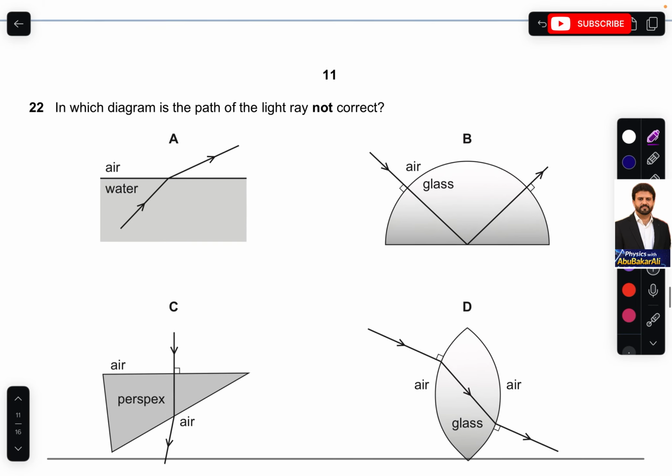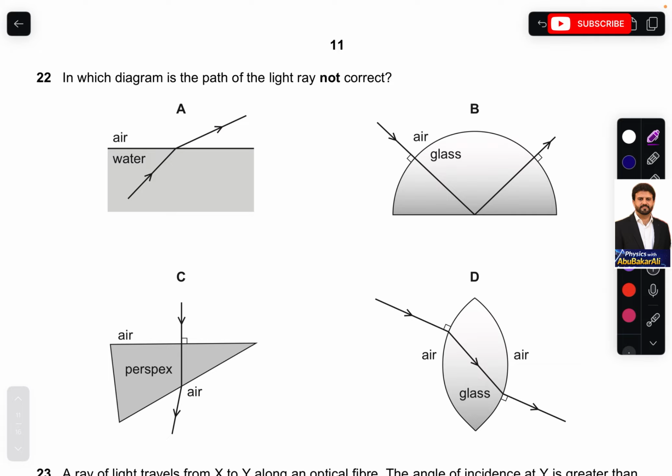Question 22. In which diagram is the path of the ray not correct? Wrong, you have to choose. If you see A, light is moving from water to air. If I draw the normal here, it is bending away from the normal. Yes, it's moving in a less dense medium and moving away. Okay. Here the light is moving into the glass and its angle is 90 degrees. So it will not bend. Okay, sounds good. It will go there.